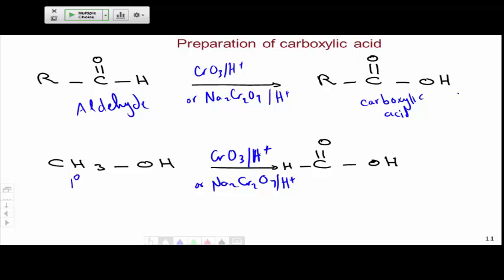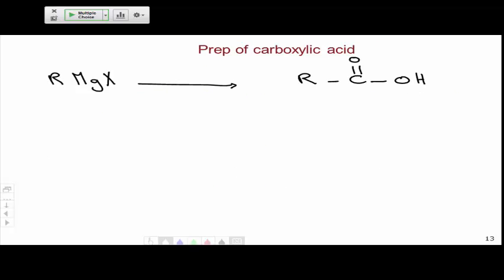Let's see the other method to prepare carboxylic acid. This is a new method; we never discussed it before. If I have a Grignard reagent, which we usually prepare from RX by adding magnesium, is there any limitation on the RX that I use with Grignard? No limitation. It can be primary, secondary, tertiary, benzene, vinyl, whatever. So no limitation on what I use as RX in a Grignard reagent, which makes it one of the most broad methods because I can prepare whatever I want.